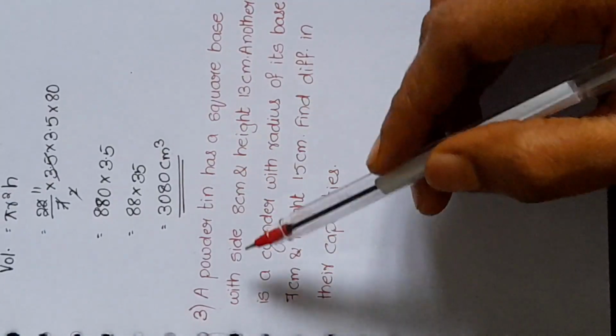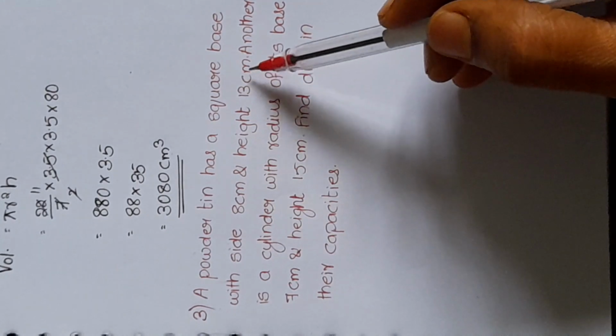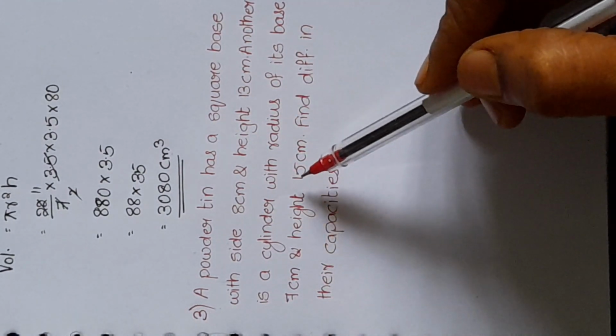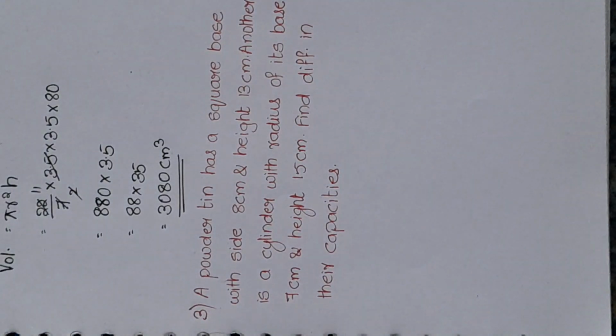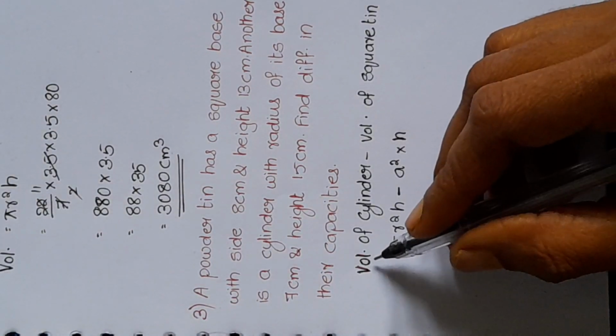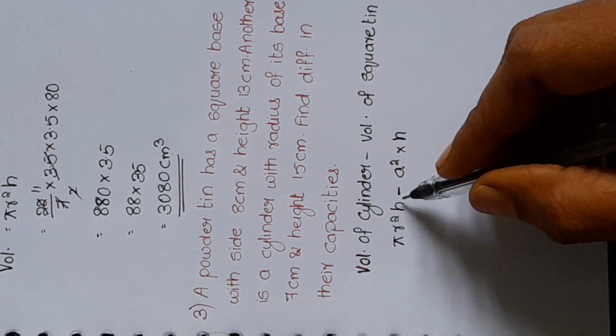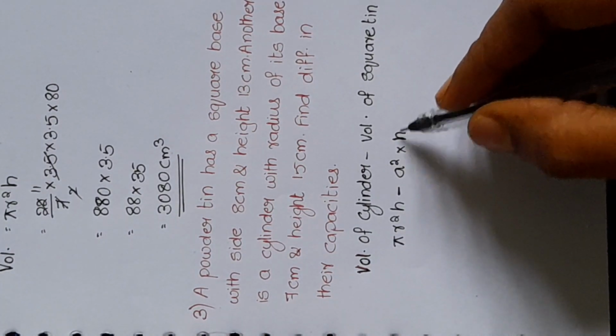A powder tin has a square base with side 8 centimeters and height 13 centimeters. Another is a cylinder with the radius of its base 7 centimeter and height 15 centimeter. Find the difference in their capacities. The answer can be found by the difference of volume of cylinder minus volume of the square tin. Volume of the cylinder is pi r square h minus a square into h.